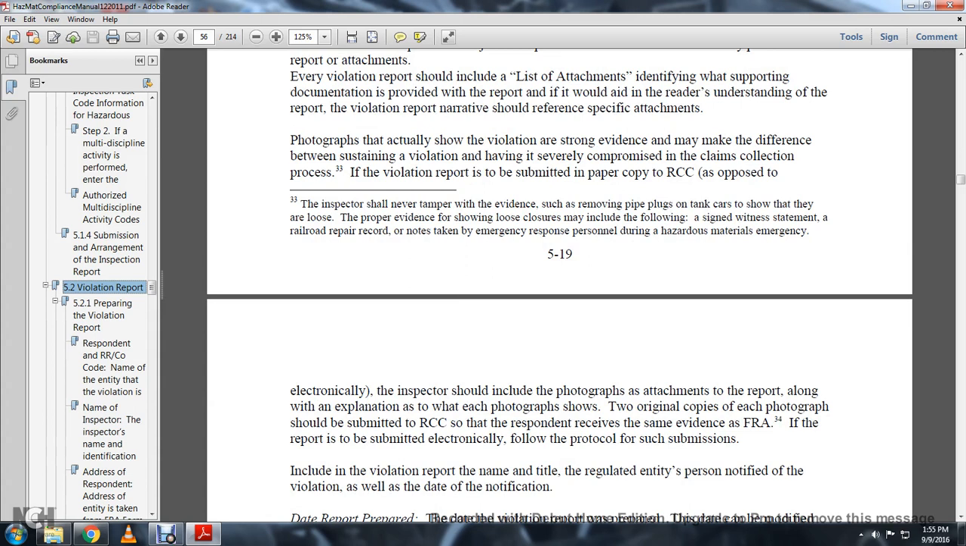Photographs that actually show the violation are strong evidence and make the difference between sustaining a violation and having it compromised in the claims and collection process.